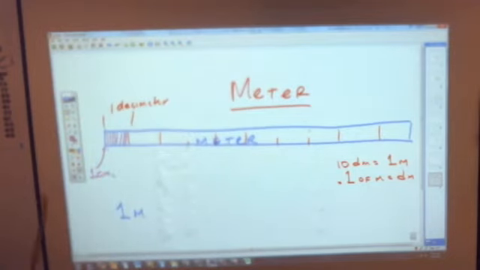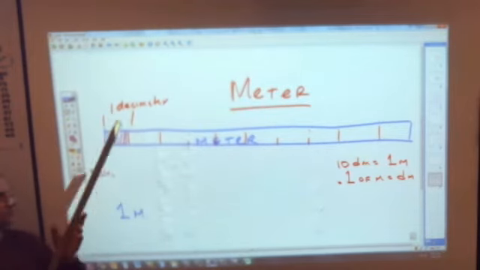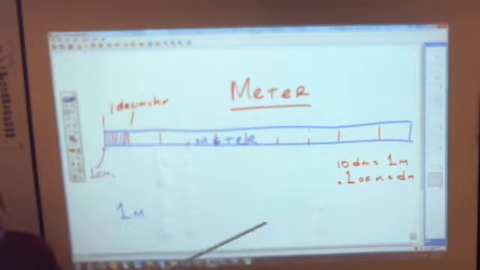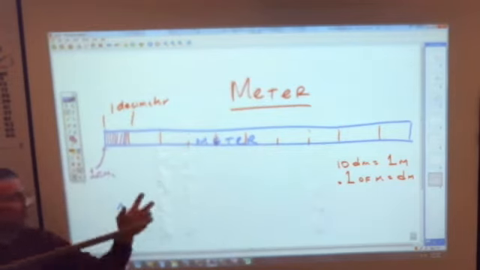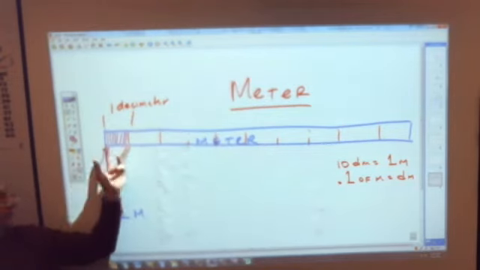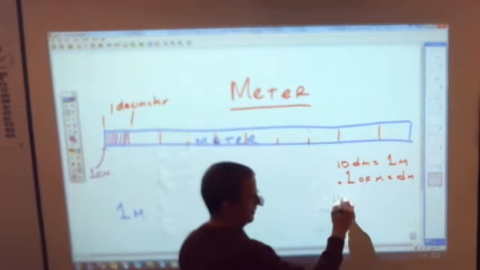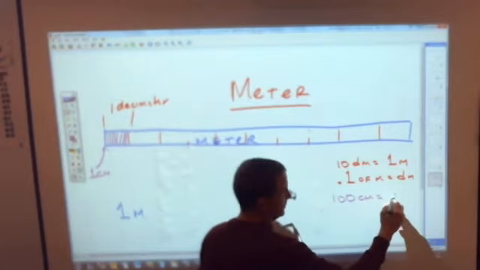And then the question would be, if every decimeter is 10 centimeters, and I have 10 decimeters in a meter, guess how many centimeters make up this whole meter stick? 10? No, 10 make up 1 decimeter. 10, 20, 30, 40, 50. So there are 100 centimeters in a meter.